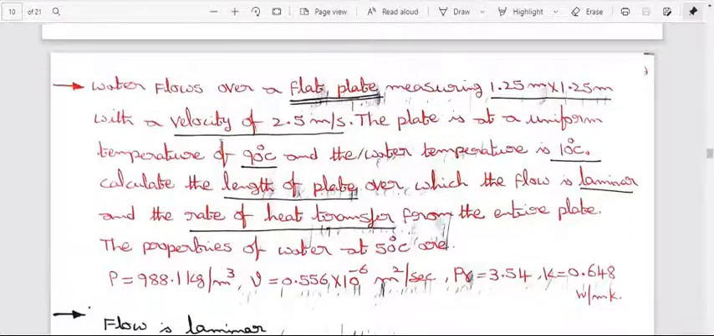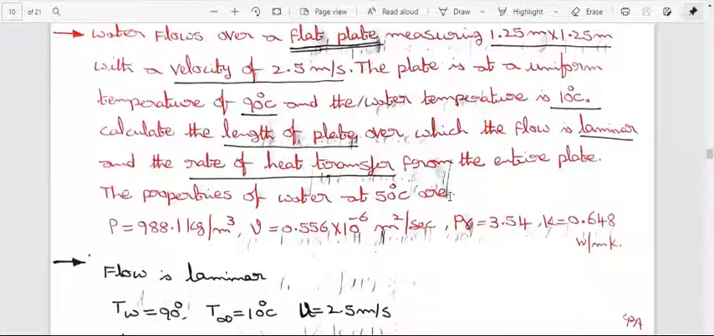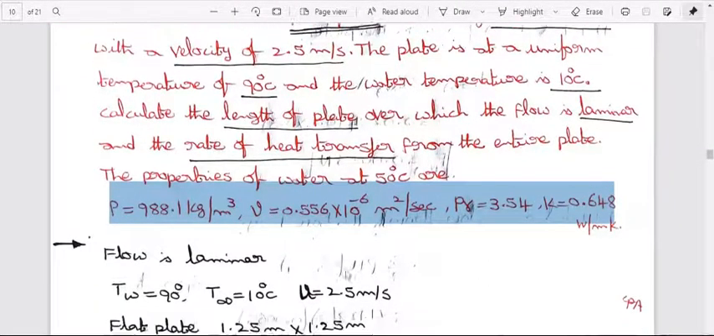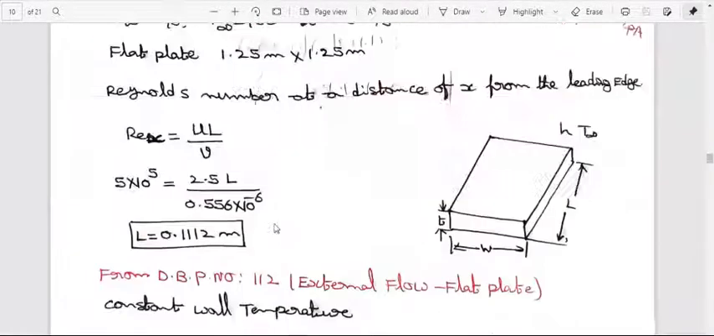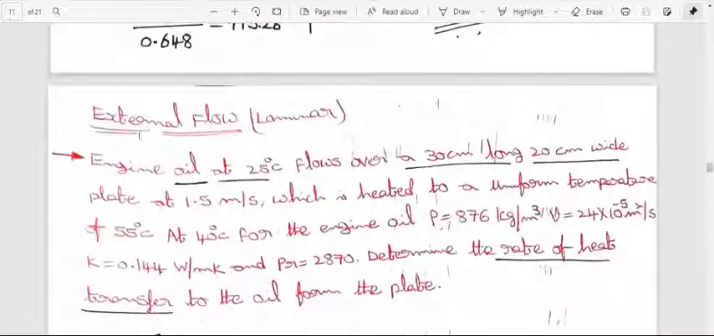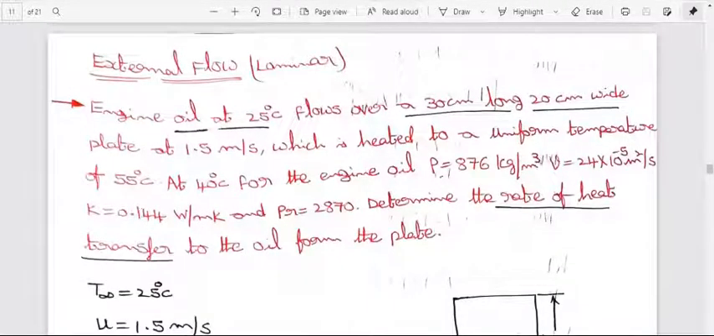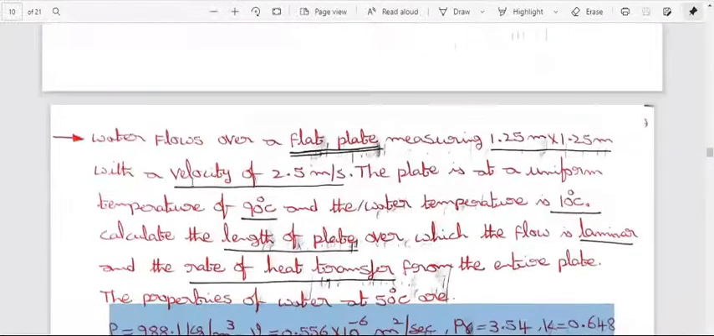So here in this problem, the properties are to be taken at 50 degrees centigrade. The property values are given in the question. Next question, external flow laminar. So here engine oil. In the previous class we explained air passed over the flat plates and water passed over the flat plates.